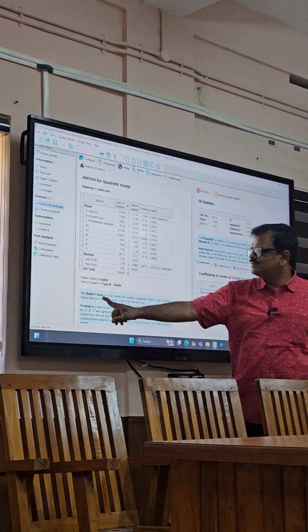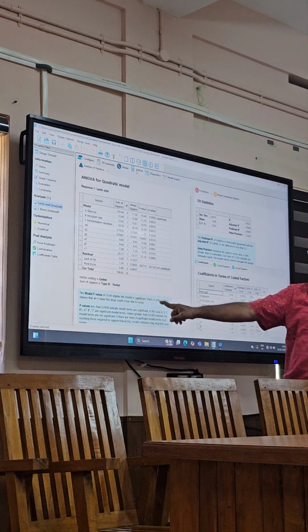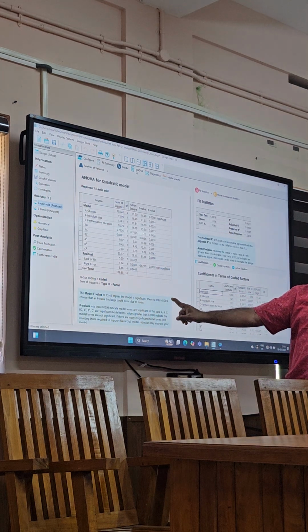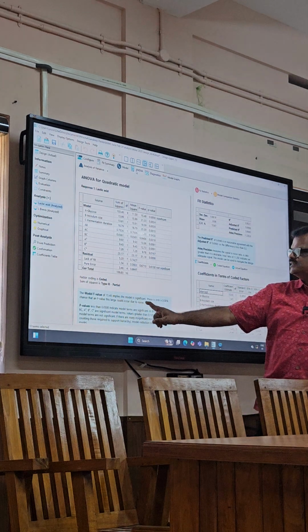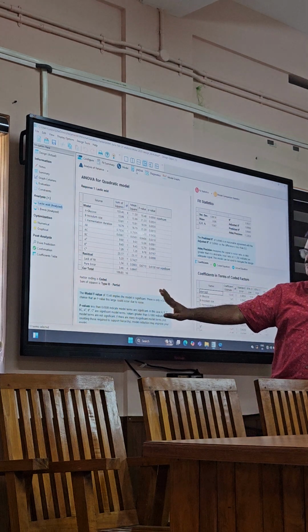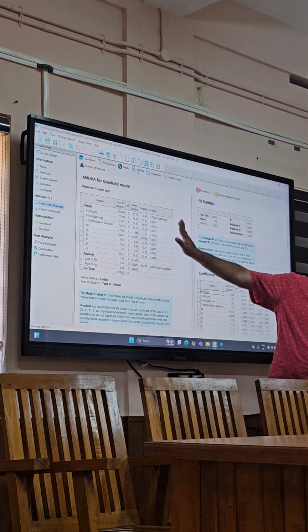Here you can see the model F-value of 15.48 implies that the model is significant. There is only a 0.08% chance that an F-value this large could occur due to noise. So the software itself says that it is significant. You don't have to make an interpretation.